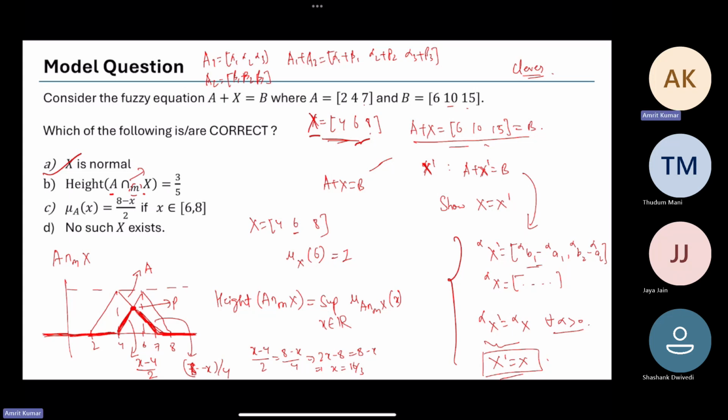Am I right? A is 247, and then we have x, which is 468, right? So this is (x minus 4) by 6 by 4. So this is x minus 2. And this is (7 minus x) divided by (7 minus 4). This is 3. My bad.